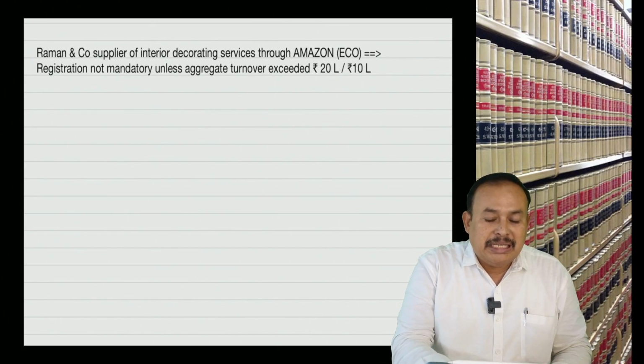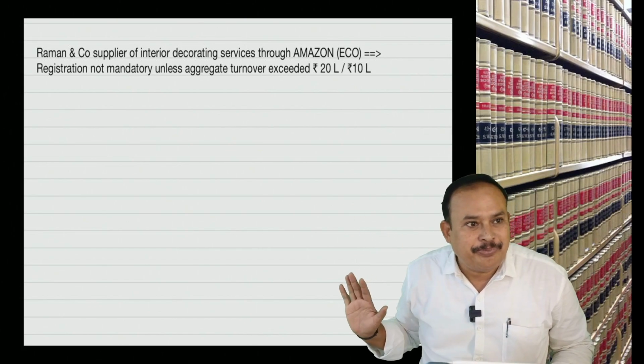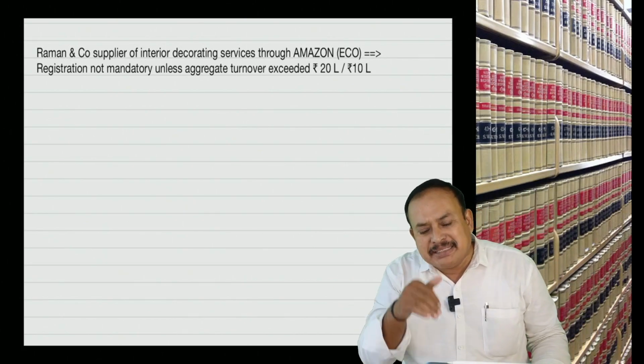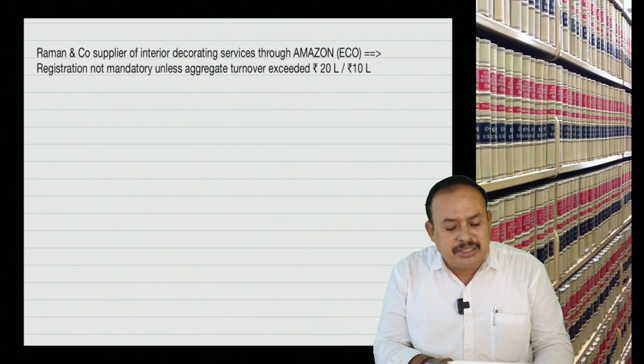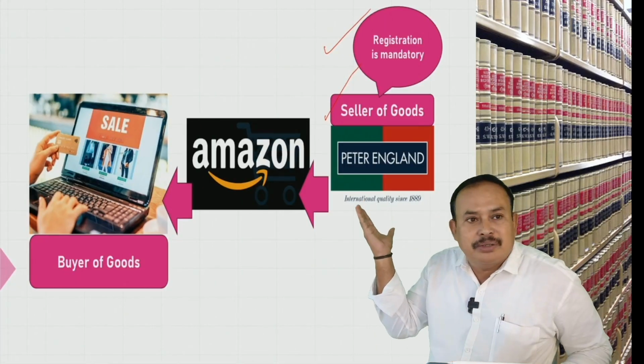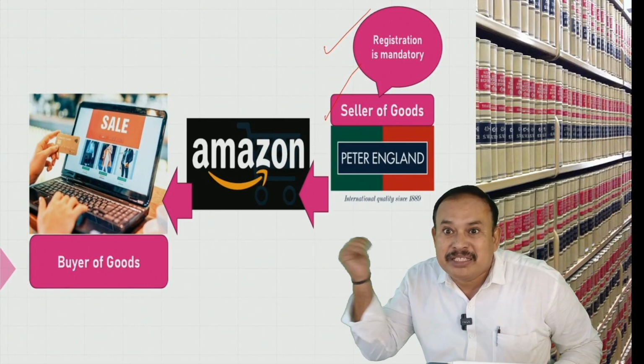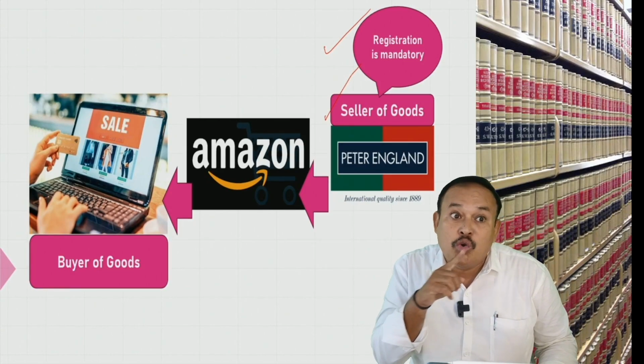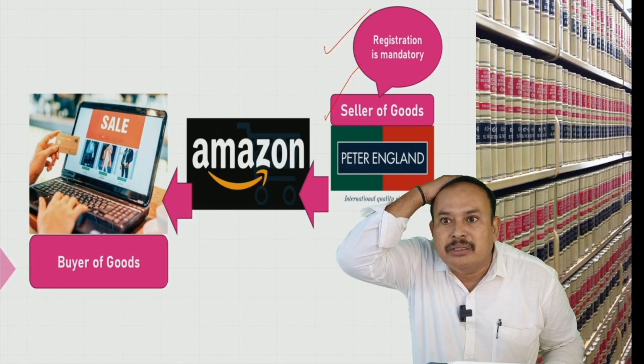Now this provision is applicable for service providers, but the law of the land here says, in the given case, hey seller of the goods, if you provide supply of the goods through Amazon, for you registration is compulsory.